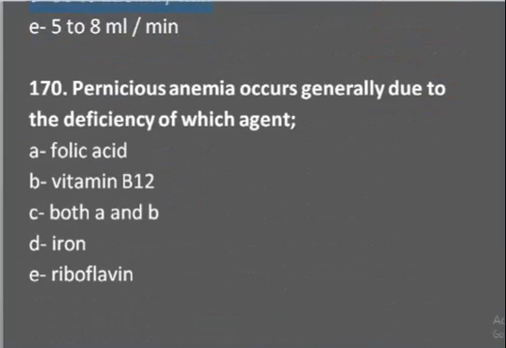Now the last MCQ of this video, pernicious anemia occurs generally due to the deficiency of which agent? Folic acid, vitamin B12, both A and B. D option is iron. E option is riboflavin. Actually, pernicious anemia occurs due to the deficiency of vitamin B12. So actually this agent's deficiency leads to the condition called pernicious anemia.